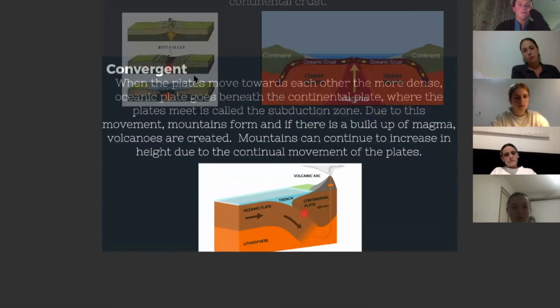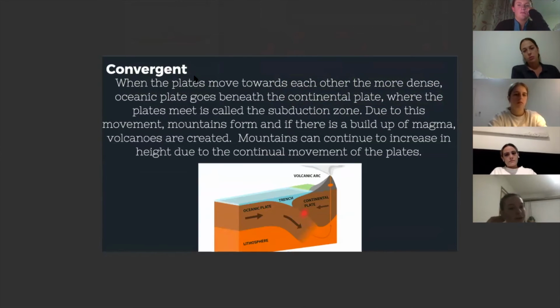Cool. So the next one is convergent. When the plates move towards each other, the more dense oceanic plate goes beneath the continental plate. And if it's not oceanic and continental, whichever one's more dense goes beneath the other one. So if it was oceanic and oceanic, whichever one was more dense would go under, if that makes sense. Where the plates meet is called the subduction zone, and that's just the red spot on that diagram there.